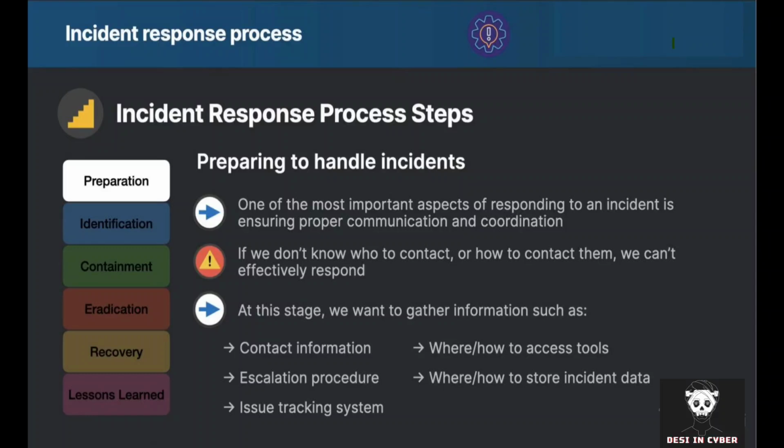Where and how can you store incident data? As you collect digital forensics, you will need to have a safe place to store that data, and you'll also need to understand the policies of how to handle that type of data.